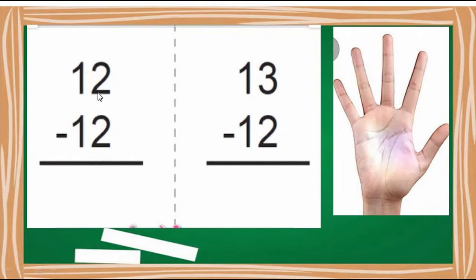Now we are going to make double digit subtraction. See how can we do it? This is the ones column and this is the tens column. So, as I told you before, whenever we are going to make double digit subtraction, always start from the ones column. This is 2 minus 2. Let's see how can we solve it.